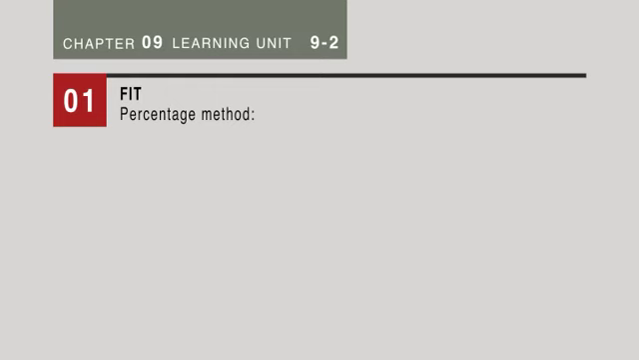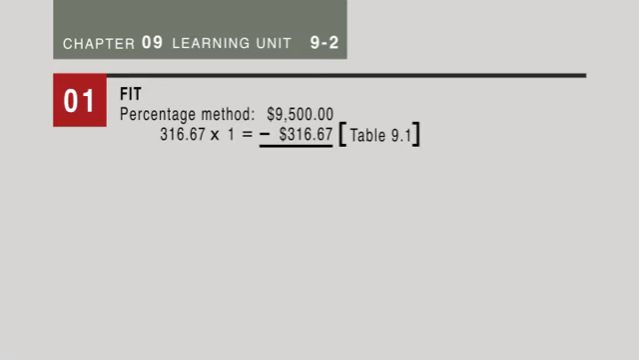Now let's go slowly for this FIT calculation. For FIT calculation, we're using the percentage method tables. We say, okay, the total payroll was $9,500. Going to the table, we see an allowance of $316.67 times 1. You take the $9,500 less $316.67, which gives you $9,183.33.